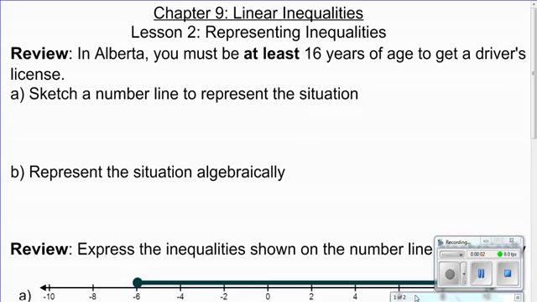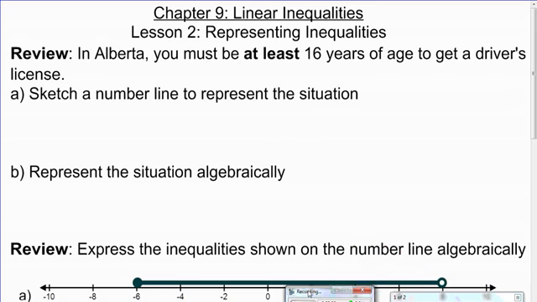All right, we're looking at lesson 2 for linear inequalities. In this lesson, we're going to continue to look at representing inequalities on number lines and how to go from inequality to words and vice versa. So keep in mind the two different dots for your boundary points.